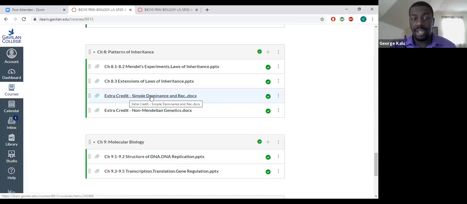One of them has to do with simple dominance and simple recessiveness, which we'll be talking about today. The other is on non-Mendelian genetics, which we'll be talking about on Thursday. Each one of these is worth 10 points, so you get up to 20 points extra credit, depending on how you do. This will be due next Tuesday by midnight, so you have all week and the weekend to knock this out. It's up to 20 points extra credit for you to earn back.